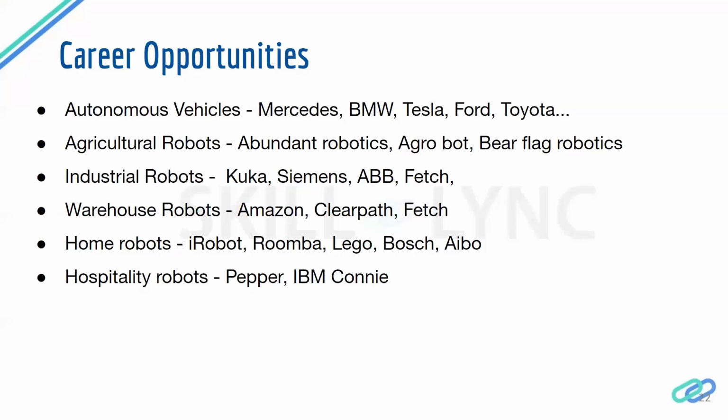And we also have industrial robots like Siemens, ABB, and Fetch. We have warehouse robots. We have home robots, which are also gaining a lot of popularity, like vacuum cleaners and gardening robots and so on. Also the support robots for the elderly and also for children, like Aibo. And also there are a lot of hospitality robots which are coming into the market now, something like Pepper, which is from SoftBank. I think it's a huge thing and it's being used in a lot of industries currently. And IBM Connie. So these are some of the robots. I did not list everything, but there are hundreds of companies working on robotics and there are a lot of opportunities in this domain.